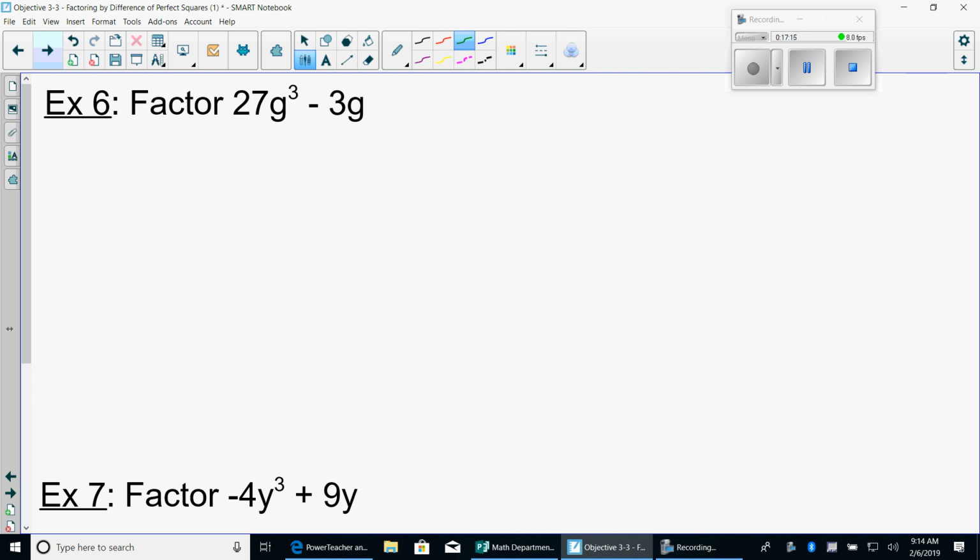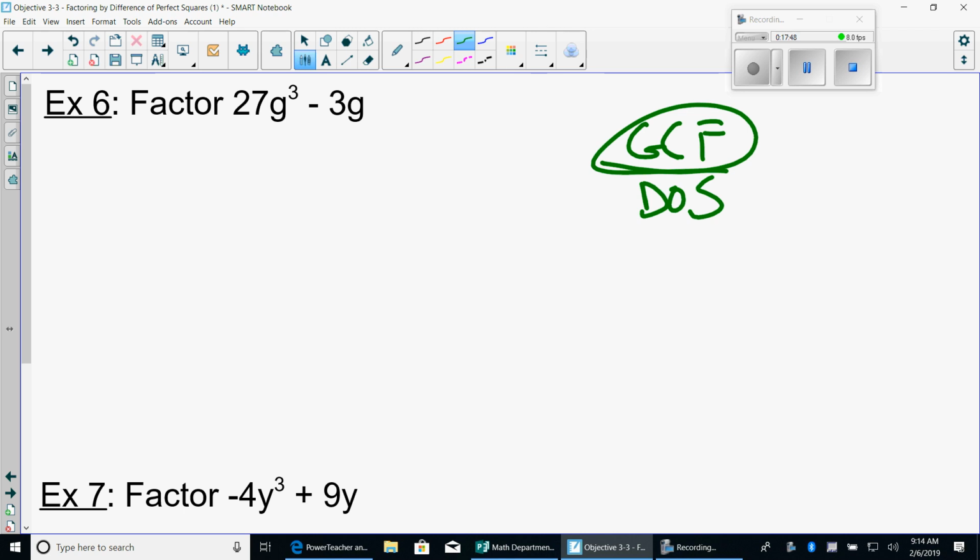Okay, so we got our list, right? We've got GCF, and we got difference of two squares. Always look for this guy first, okay? Because if you don't get in the habit of looking for a GCF first, then you'll miss it, okay? So here's my question. Is there a number that can go into both? What is it? 3. Be more specific. 3g. This has 3 G's, this has 1 G. I can take a G from both, okay?